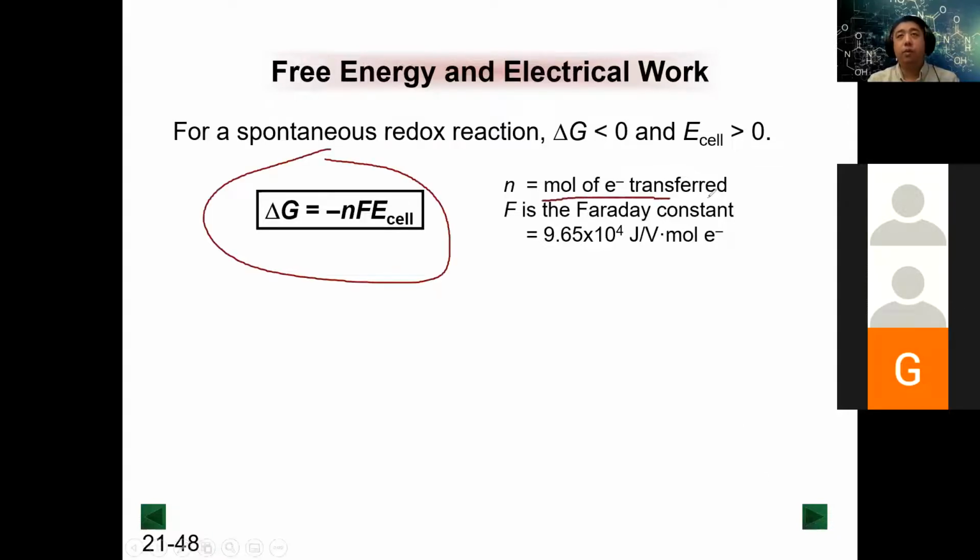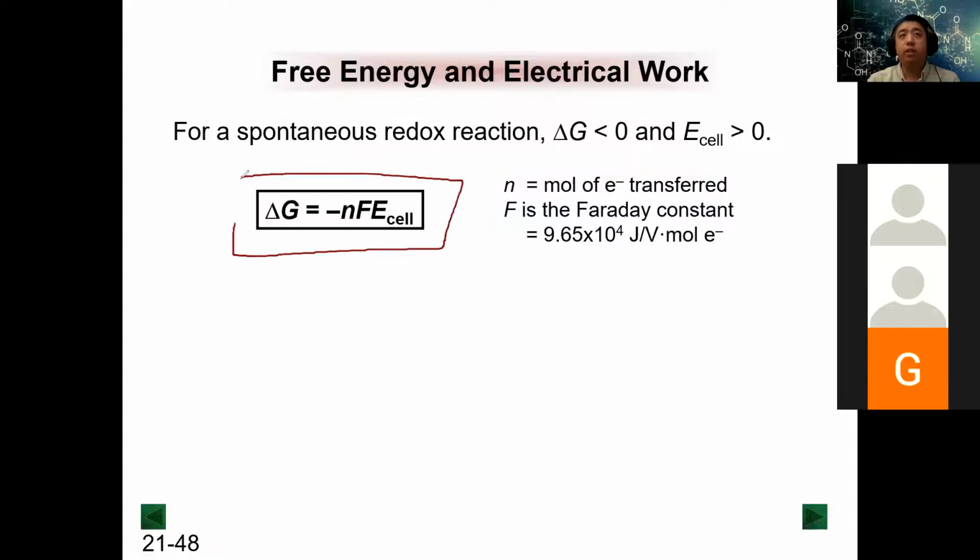The N stands for number of electrons being transferred. F is a constant, known as Faraday's constant. It is this number right here. It is joules per volt per mole of electrons. Yeah, per mole of electrons, that's what the negative one means, sorry. Or sometimes they refer to it as just electrons. Okay. Any questions about this setup here?